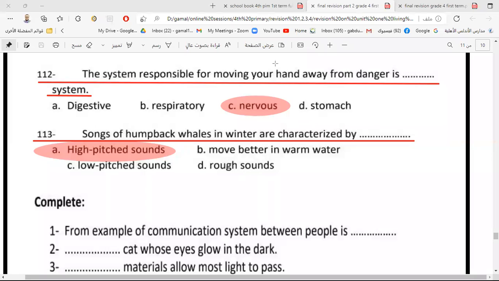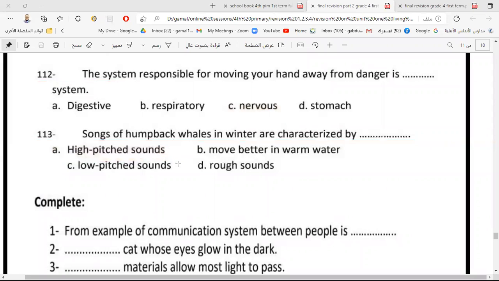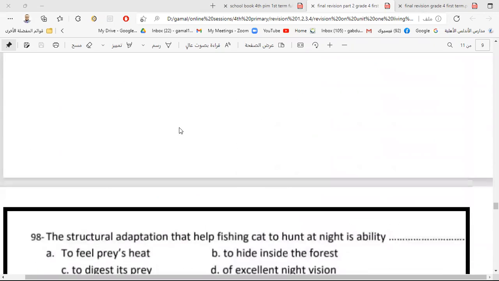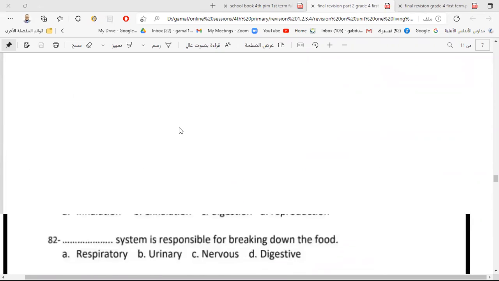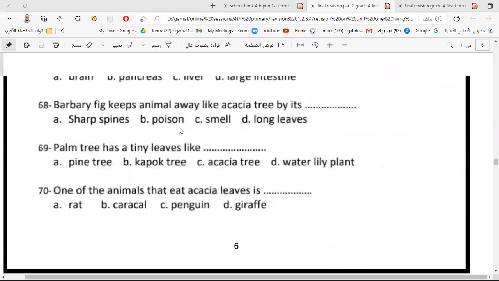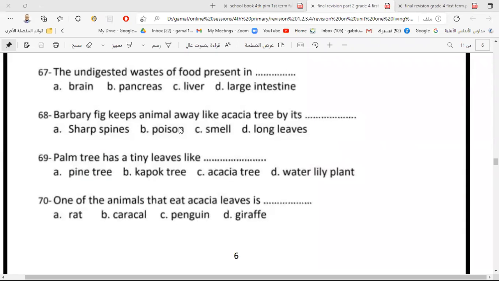Thank you very much. Now we finish this choose, guys, and we'll go to another question. But before we go to another question, I want you to go back again to number 69, please. This question, I want you to repeat answering it, okay? The palm tree has tiny leaves. I want you please to re-answer it again.